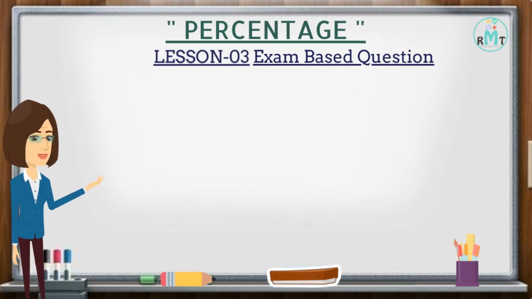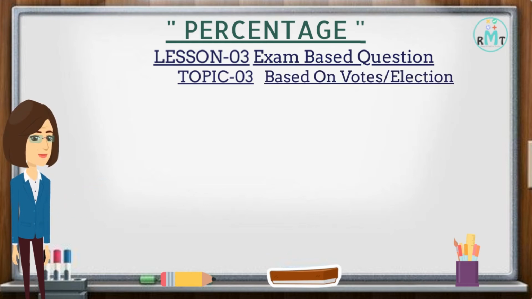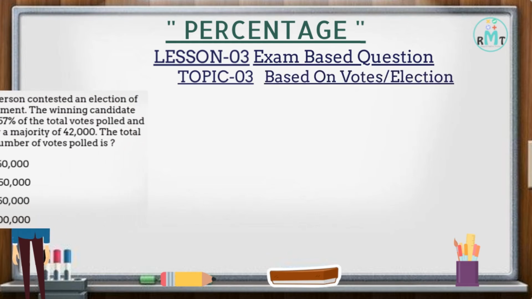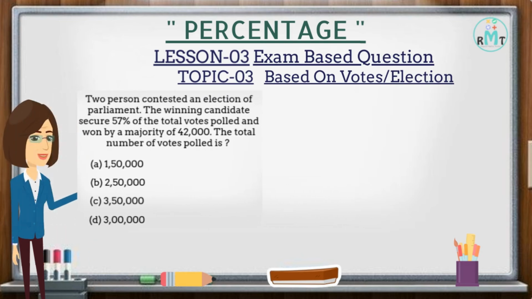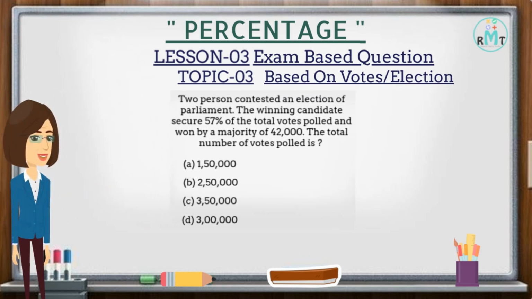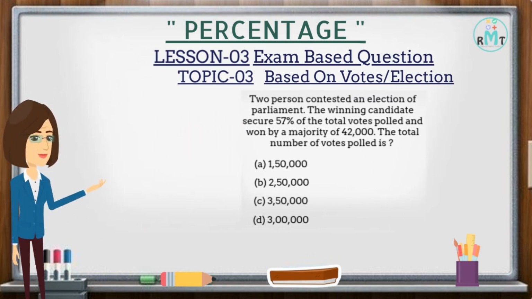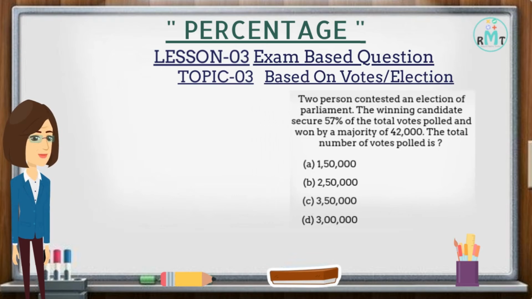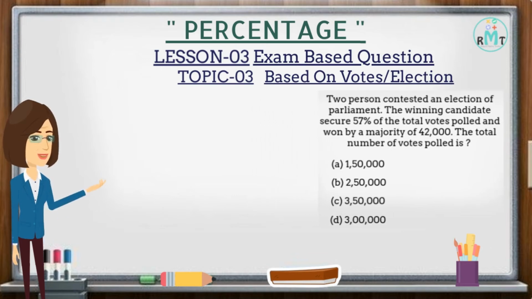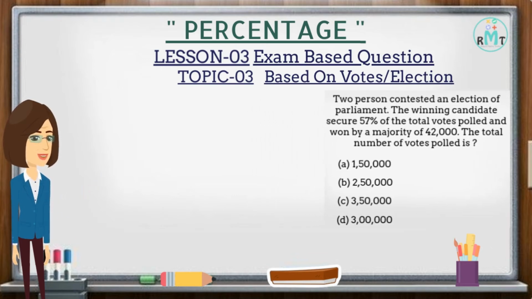Now, let's try to solve a problem on topic 3, which is votes or election. Problem 1. Two persons contested an election of parliament. The winning candidate secured 57% of the total votes polled and won by a majority of 42,000. The total number of votes polled is?